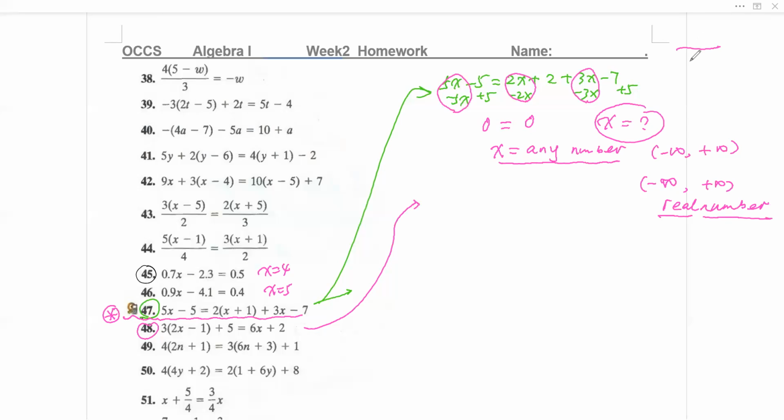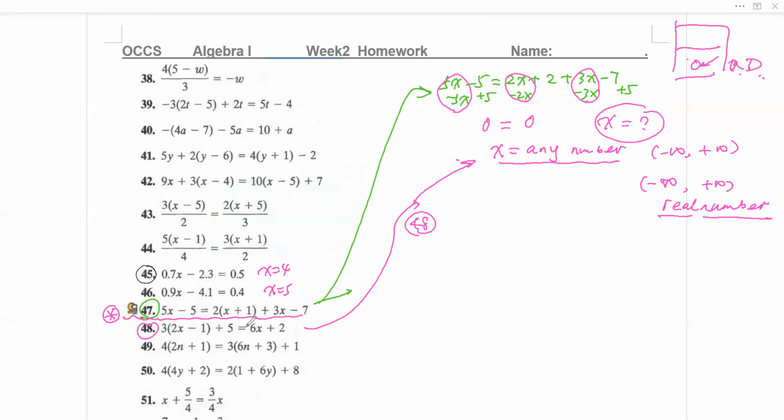In a fraction, if the denominator became 0, this is an undefined situation. For this one, it's not. 47 is any numbers. It means infinite numbers. There are a lot of solutions. Let's see 48.